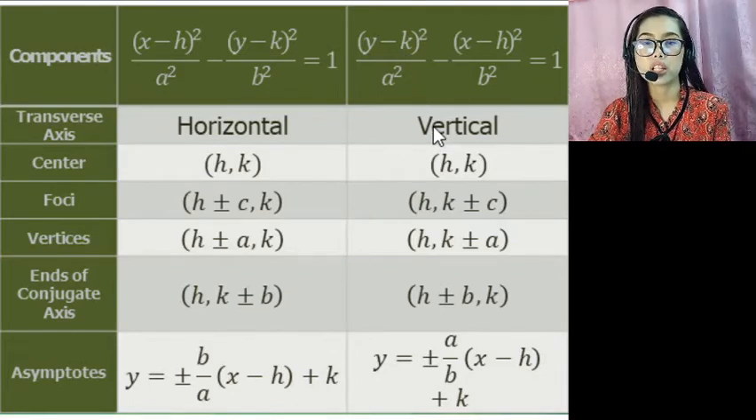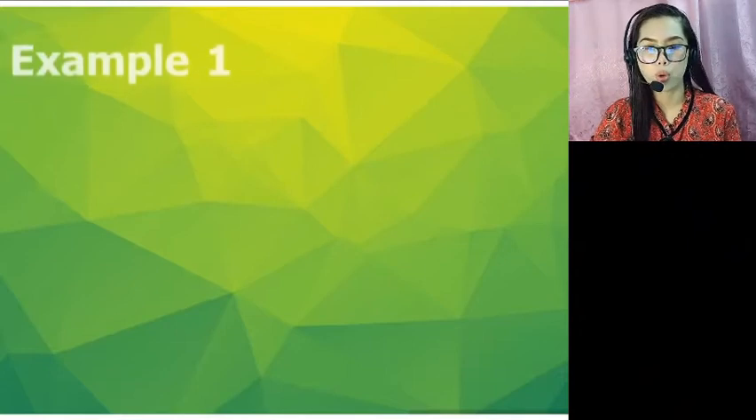The transverse axis is vertical. Then, the center is at (h, k), and then the foci, the vertices, the ends of the conjugate axis, and your asymptotes. To understand more about the hyperbola, we'll go to example number 1.